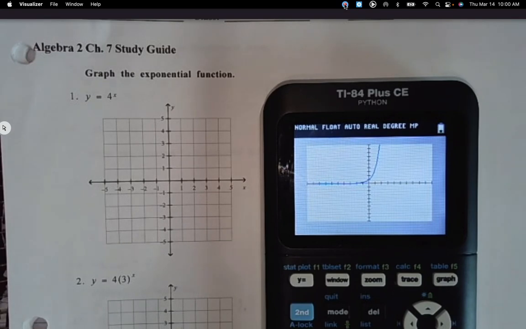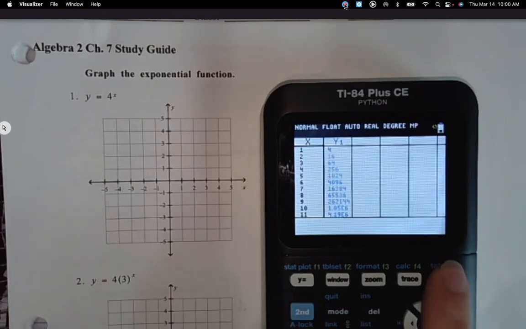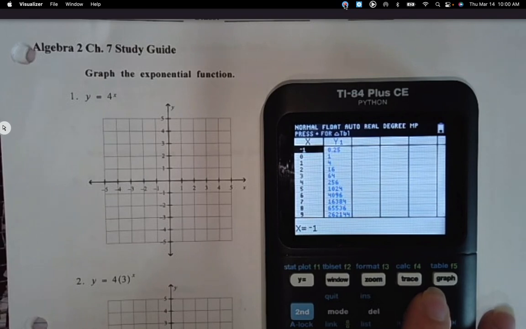I don't care if you make a table. You can make a table. If you don't make a table, just make sure I can clearly see points, and I'll show you what I'm saying. So if you press second graph, I need to clearly see a few of these points. So I would do negative 1.25. That looks kind of messy. But I could look at that and tell what you meant. 0, 1, and then 1, 4.